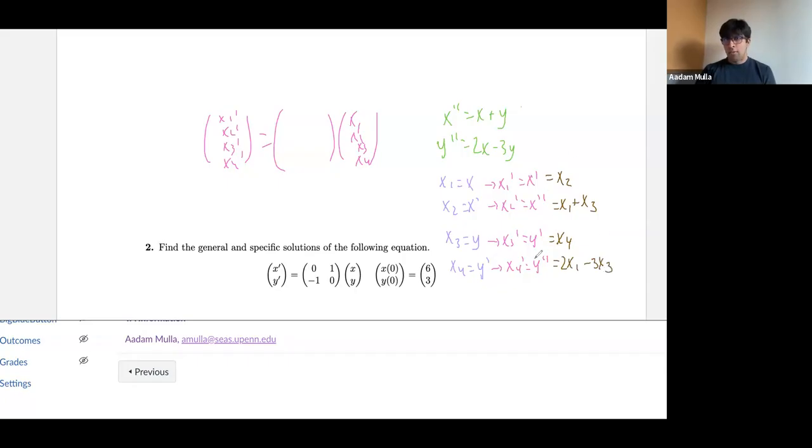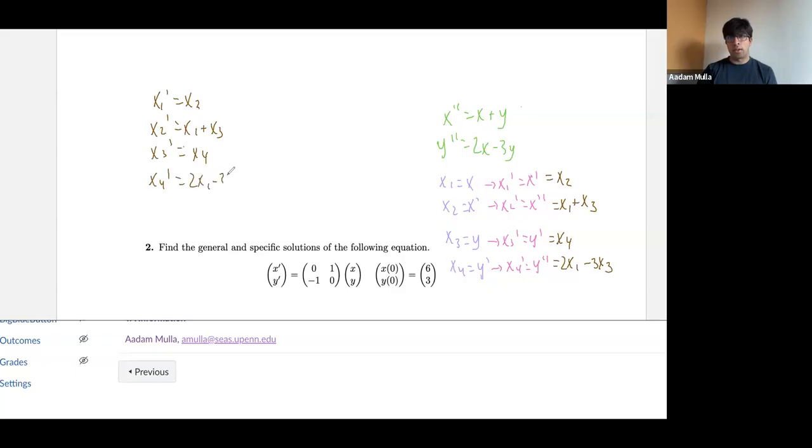Now we have our whole system. Let's figure out what the matrix has to be, and then we're done. Actually, we already technically did it when we said x1 prime equals x2, x2 prime equals x1 plus x3, x3 prime equals x4, and x4 prime equals 2x1 minus 3x3. That's already kind of done, but let's turn it into matrix form just to be satisfied.